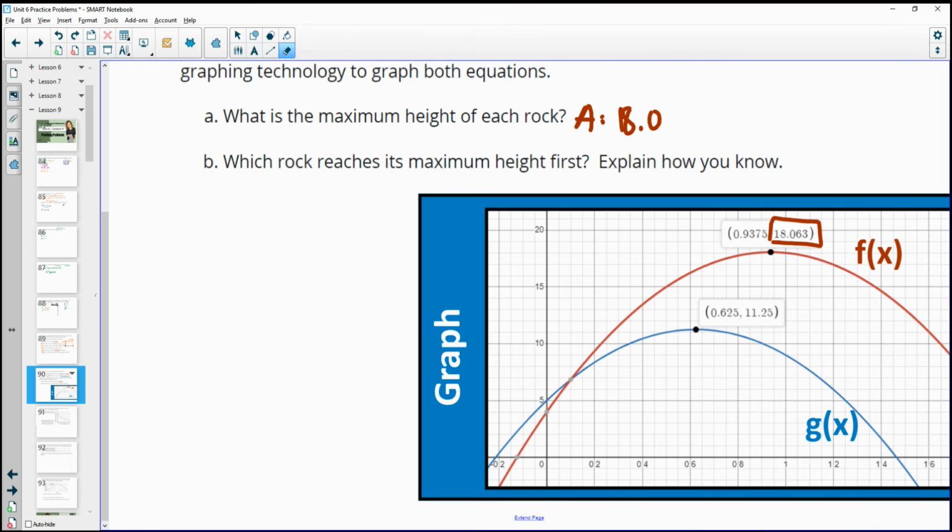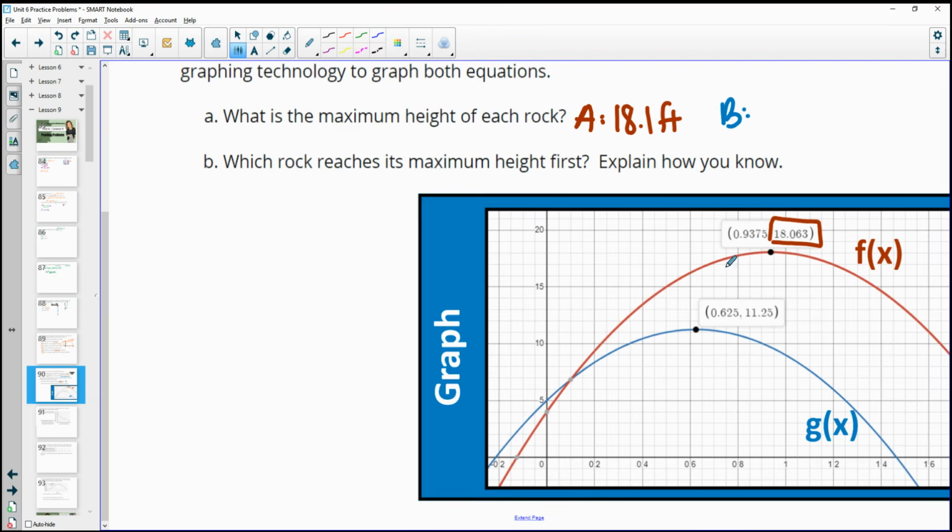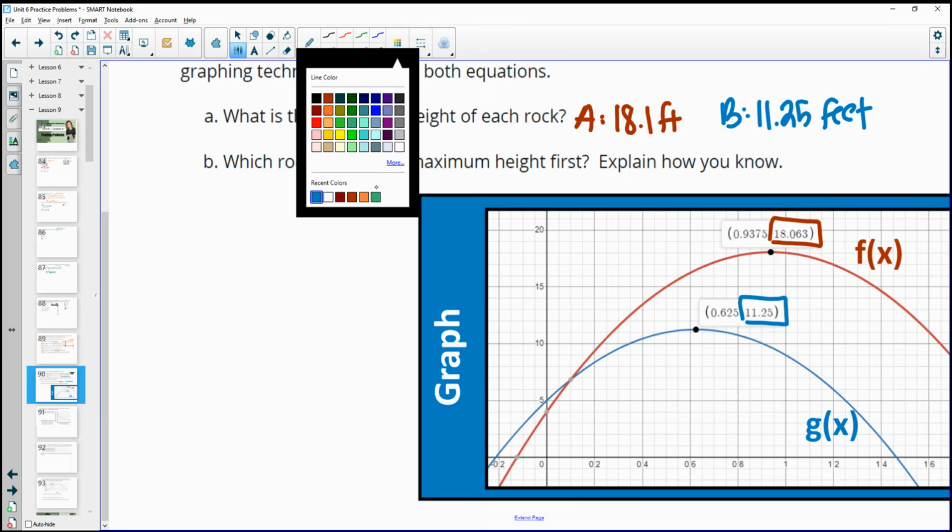Or 18.063 actually. So I'll just say 18.1 feet. And then rock B is at 11.25 feet. So 11.25 feet. Which rock reaches its maximum height first?